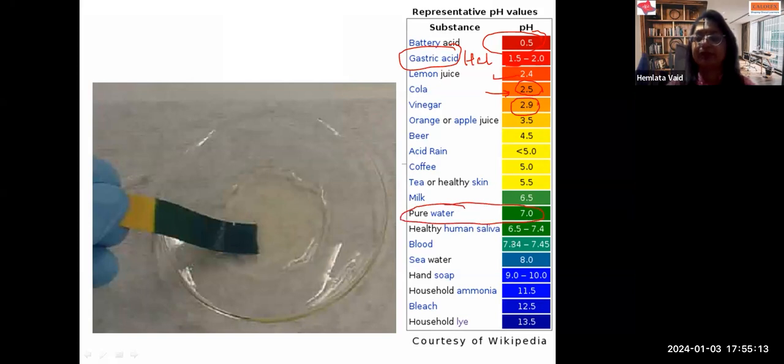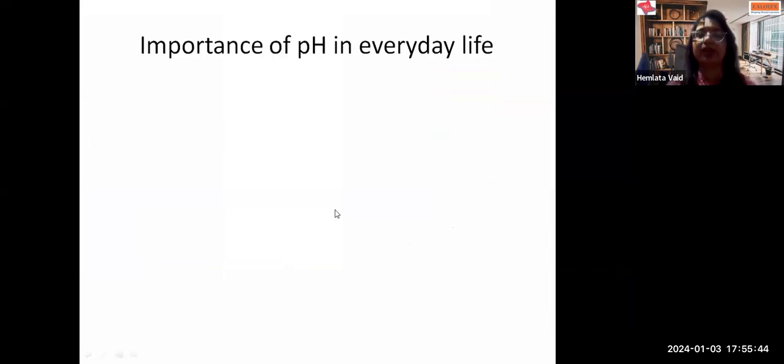It's neutral. Then saliva has to be slightly acidic and slightly basic because the digestion can take place nicely. Blood is slightly alkaline, basic in nature. And household lye, it is the caustic soda which is there in dishwash. See how strong it is. So this gives you an idea that we use several substances in our daily life which are acidic or basic in nature.